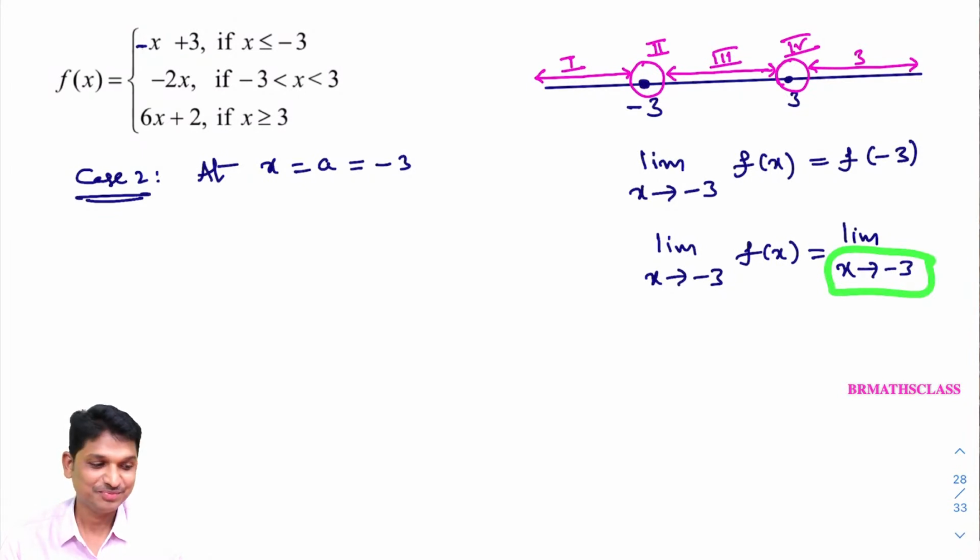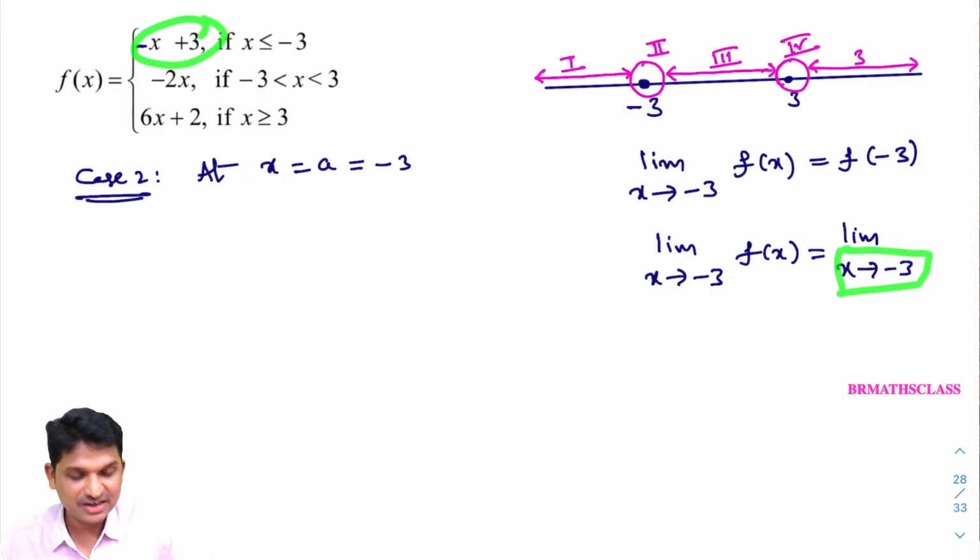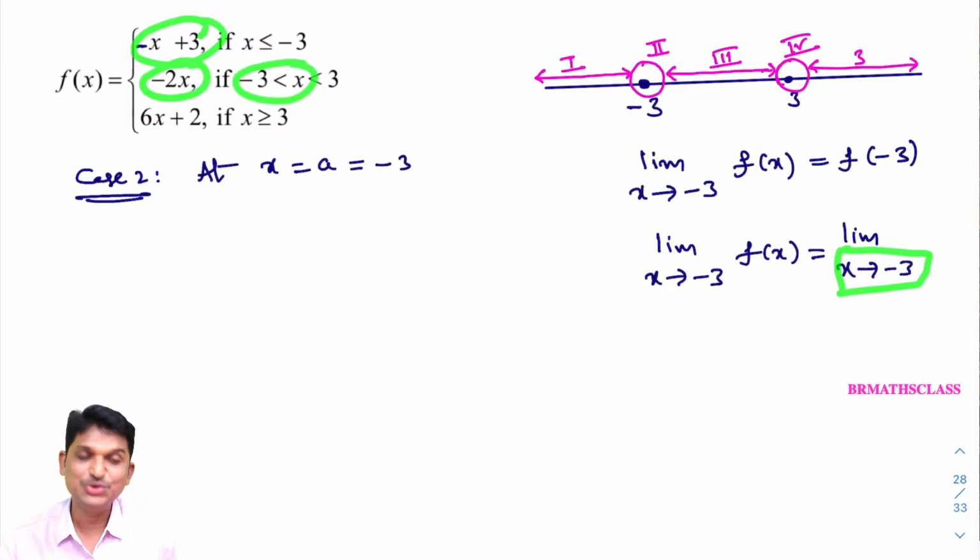Please excuse. Okay. X approaches to minus 3 means all x values are slightly less than minus 3 or all x values are slightly greater than minus 3. When x value is less than minus 3, at that time we need to choose this function. When x value is greater than minus 3, at that time we will choose this function. Okay?